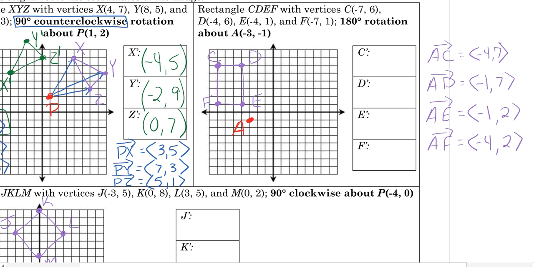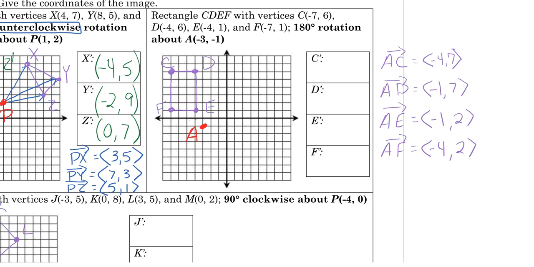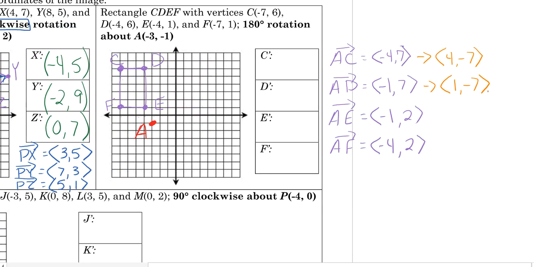So then in order to rotate 180 degrees, we're going to take those vectors written in component form. And remember, our rule for a 180 degree rotation is we are going to keep the values where they are, however they are going to become the opposites. So vector AC prime is going to be +4, -7. And vector AD prime is going to be +1, -7. Remember, these are not parentheses, they are the little arrows. For vector AE prime, it's going to be a positive 1, negative 2, and for vector AF prime, it's going to be a positive 4, negative 2.